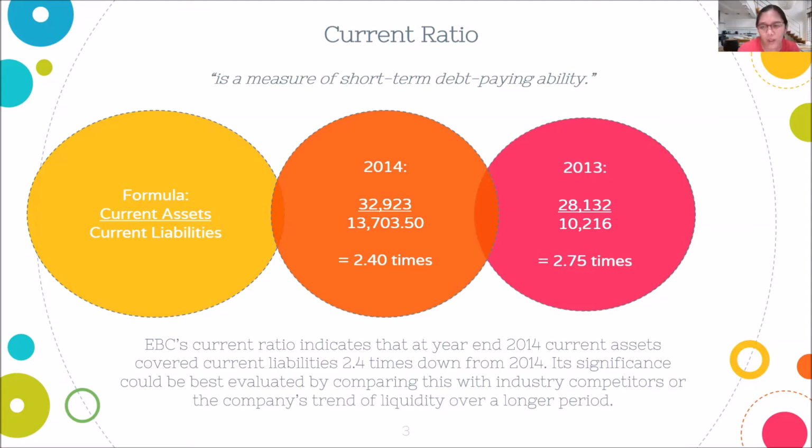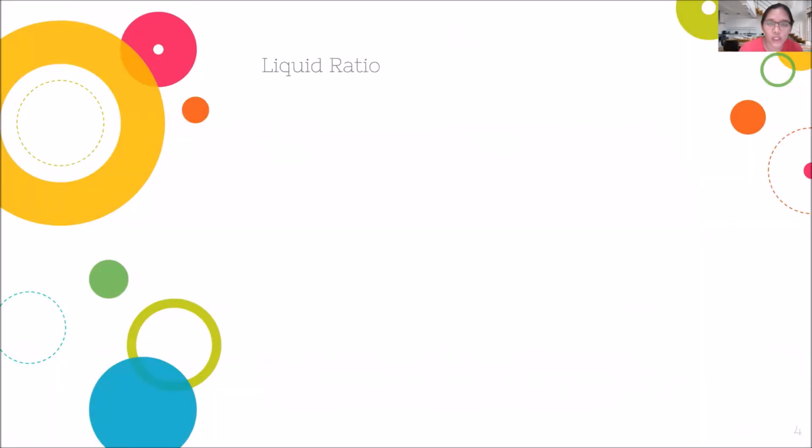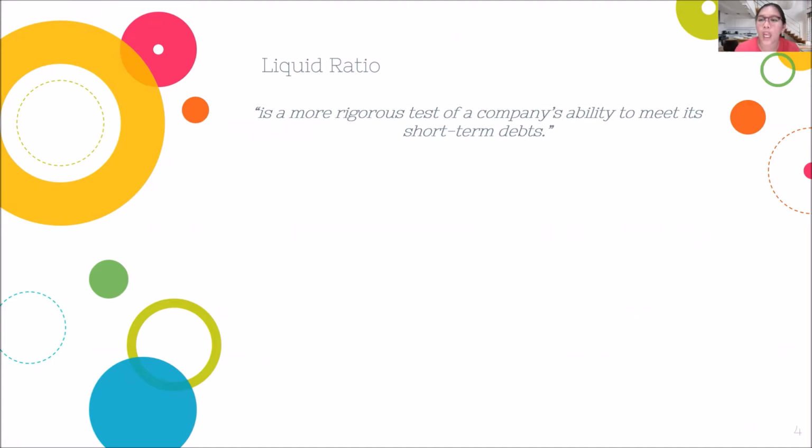What if yung inventories natin is not yet sold? We're unable to sell it for a reason na wala na sa trend. Those are the possible reasons, and they are included in the assets. That's the reason why the next ratio is our liquid ratio, or in other terms, yun yung tinatawag nating quick ratio. It is a more rigorous test, a true test of the company's ability to meet its short-term debts.